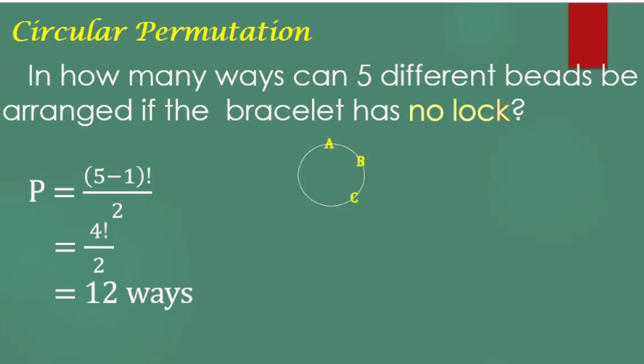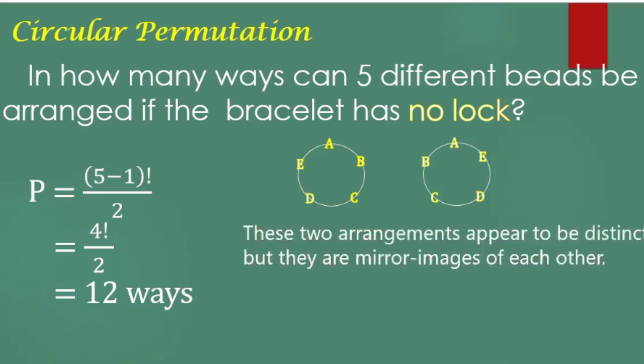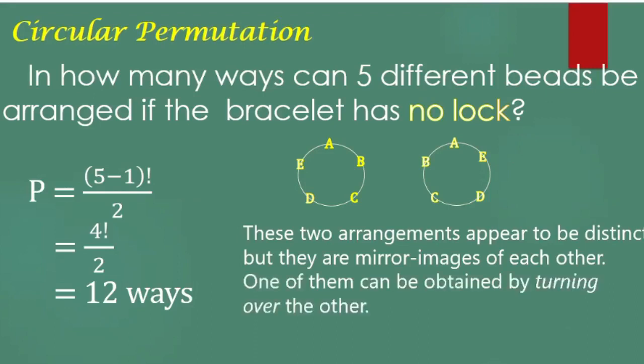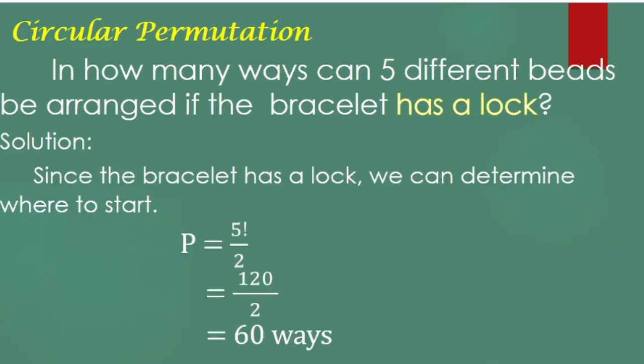So therefore, there are 12 possible ways that 5 different beads can be arranged if the bracelet has no lock. Assuming this is the illustration, class, these are the 5 different beads. And these two arrangements appear to be distinct, but they are mirror images of each other. One of them can be obtained by turning over the other.